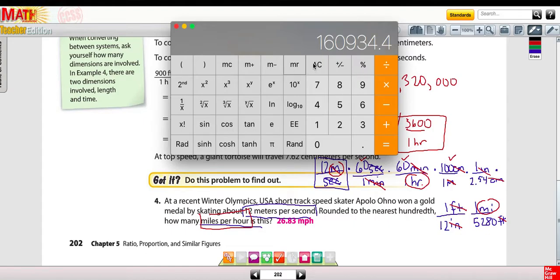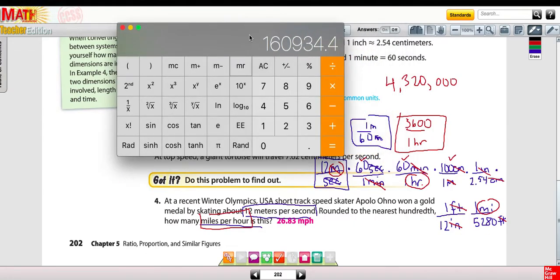And then I'm going to clear it. Oops, sorry about that. Memory and then clear. 4,320,000 divided by memory recall. That was not the right number. I'm not going to get the right answer, so let me take the denominator one more time. 2.54 times 12 times 5,280. 160934.